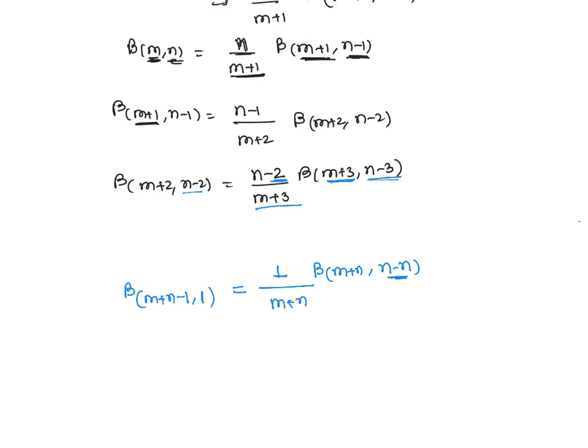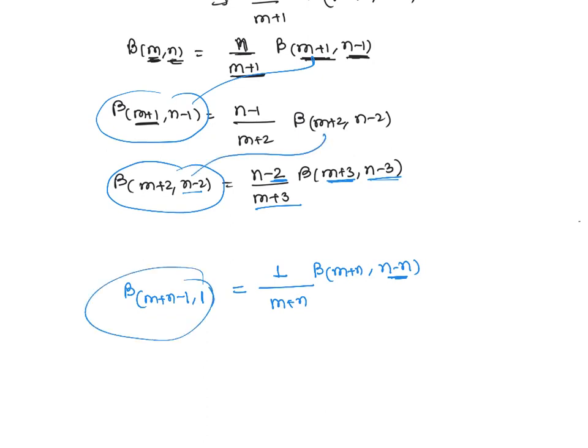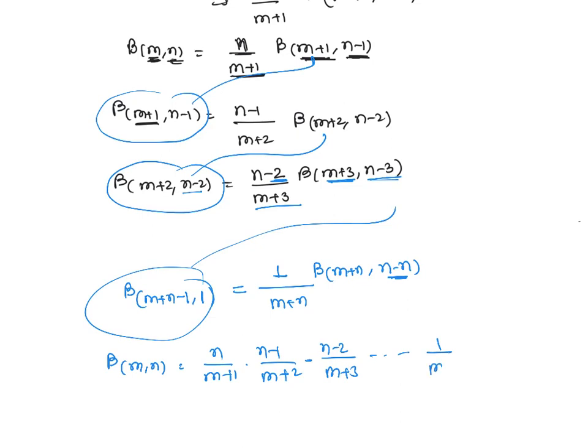Now this value you have to put here, this value here, and this value here. So this will become a series. Beta of m comma n is nothing but n upon m plus 1, into n minus 1 divided by m plus 2, into n minus 2 divided by m plus 3, and so on, up to 1 upon m plus n, beta of m plus n comma 0.